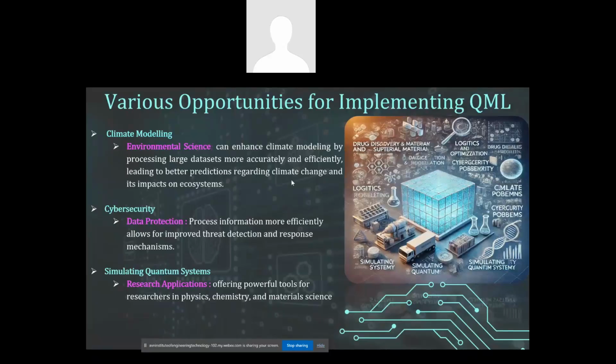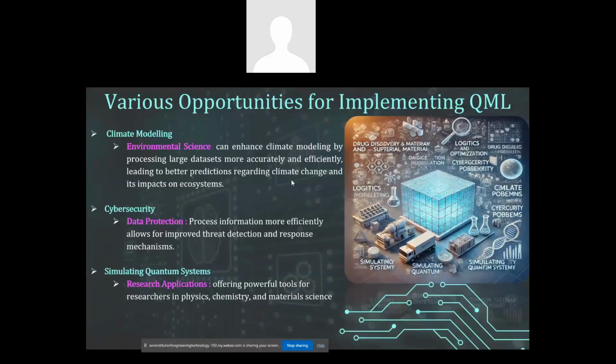Why? Because in classical computing, it will take a lot more time, so we cannot make a prediction. These are time critical applications. If we miss the timing, then the prediction is wasted. If we predict it later, then there is no use. So these are very time critical applications.